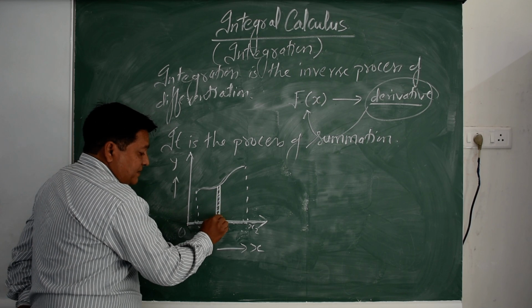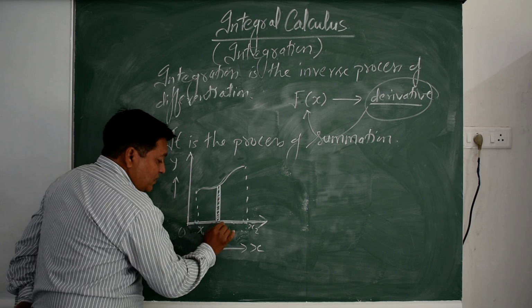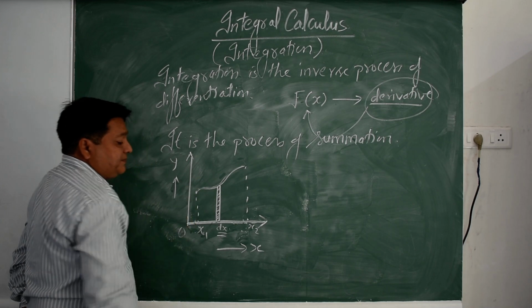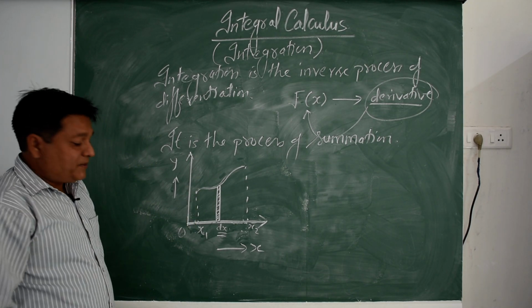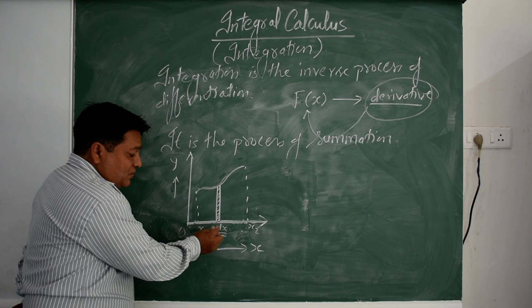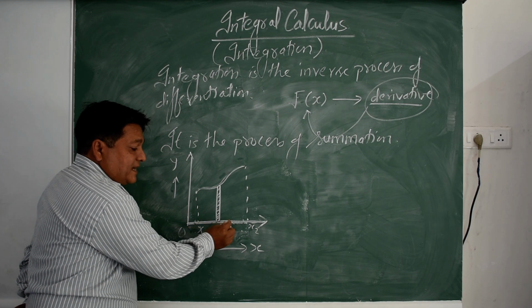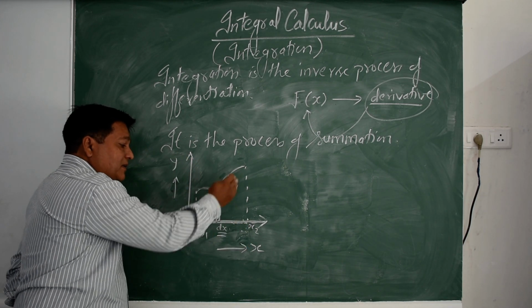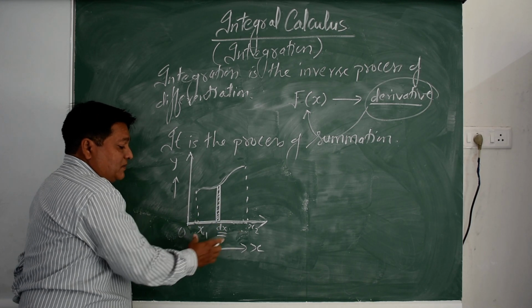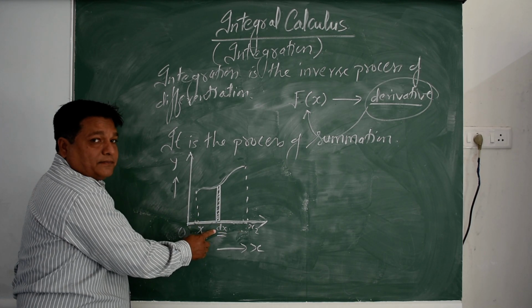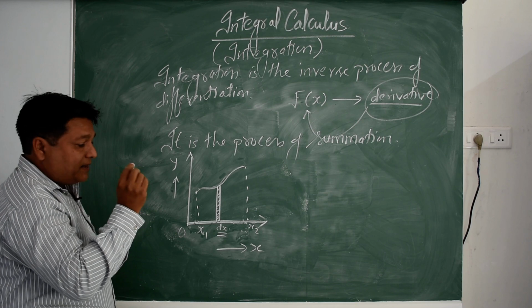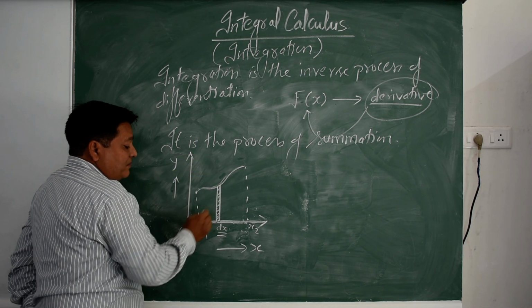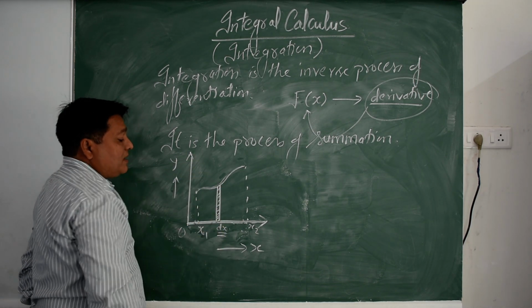This is a small strip I consider, and I consider this small strip as dx. dx is a small strip, its width. So we divide this particular part from x1 to x2 into equal dx parts, small equal parts. After dividing this from x1 to x2 into dx, what do we do?